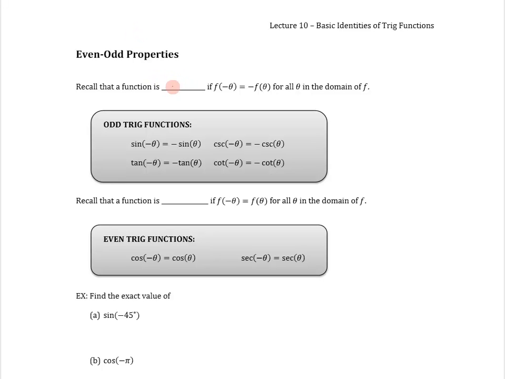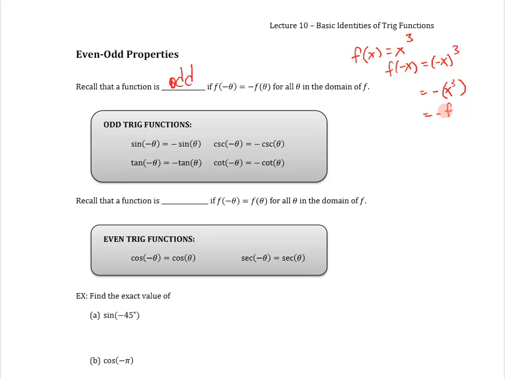A function is called odd if f of negative theta always gives you negative f of theta. Our basic example of that, back in our general review of functions, was x cubed. In fact, any odd power is an odd function. So x to the 5th, x to the 7th, x to the 9th, those are all odd functions, because f of negative x would be negative x to the 3rd, but a negative times itself 3 times gives you a negative answer.